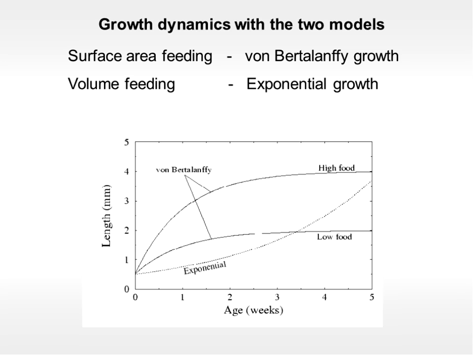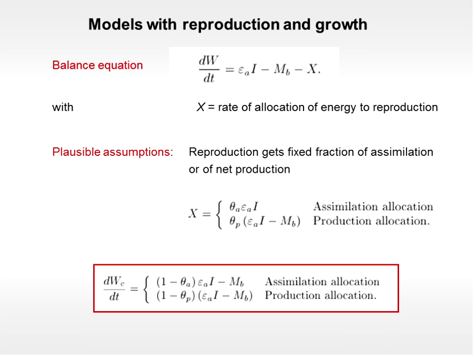The two models in the previous slide make contrasting predictions. The surface area feeding model makes exactly the predictions we would expect. At low food, you get a von Bertalanffy-like curve to a low maximum size. At high food, you go to a higher maximum size. The volume feeding model, the way I've written it down, implies exponential growth, which of course we've never observed with any organism anywhere, I don't think.